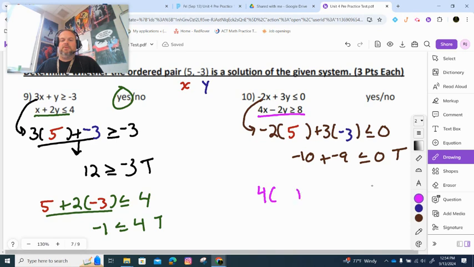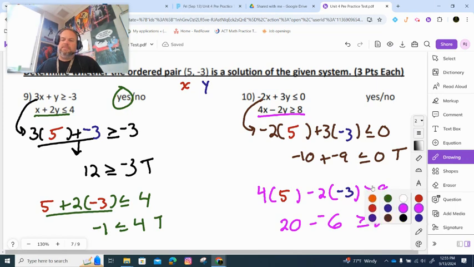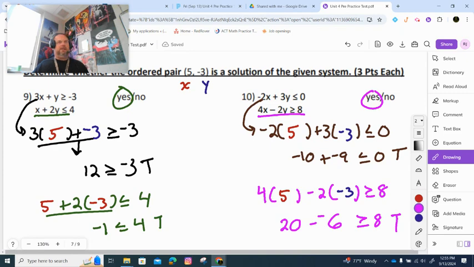And then 4 minus, greater than 8. Now, again, this just happened to be like it was. I pick random numbers. So this is 20 minus -6. Is that greater than 8? Yep, that's also true. So we get 2 yeses.